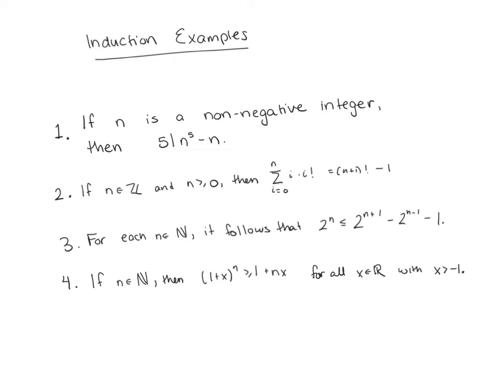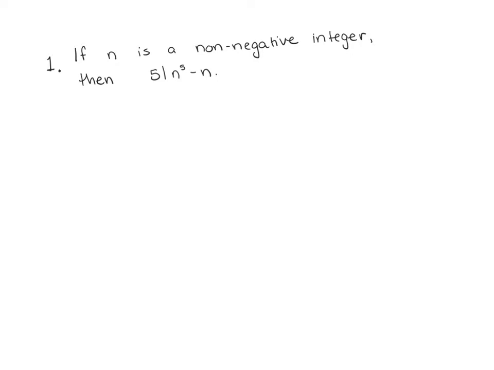And then we'll also see proofs for number 3 and 4, so I'm just going to show you what those proofs would look like, and then we'll talk through where those different pieces come from and why they're important. So let's start with this one. If n is a non-negative integer, then 5 divides n to the fifth minus n.